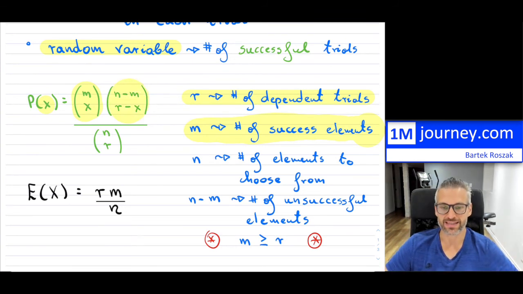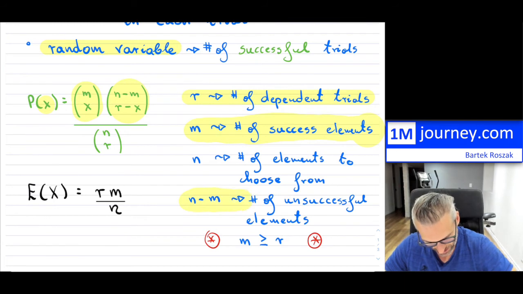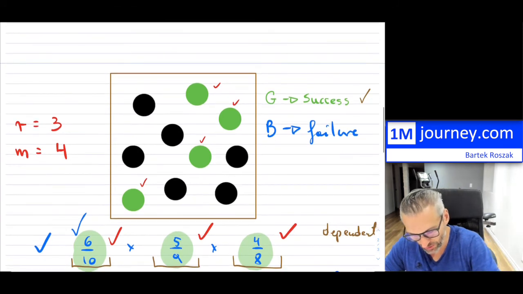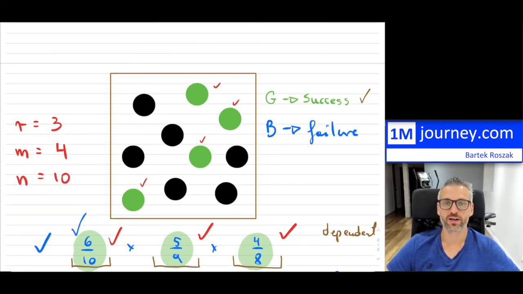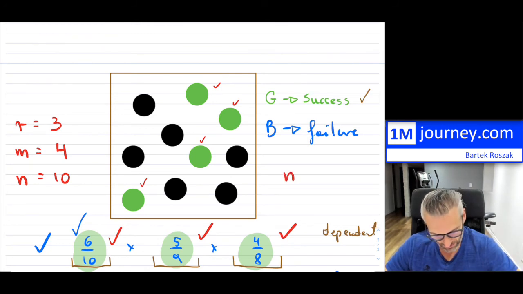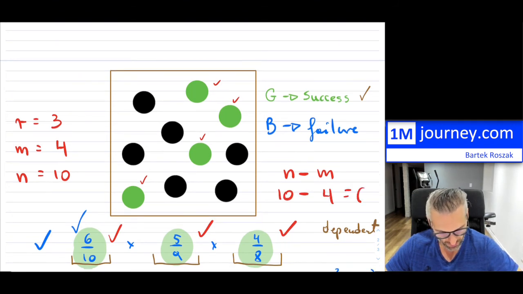n minus m right here is the number of unsuccessful elements that you have, where n just stands for the total number of elements to choose from. So for us, how many did we have in total? Well, n was equal to 10. We had 10 balls. 4 were green, 6 were black. So n minus m, which for us is 10 minus 4, of course is going to be 6, because that's how many black balls we had, and we labeled that as a failure.